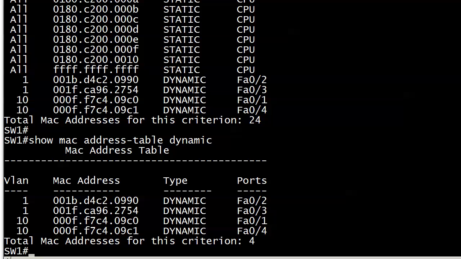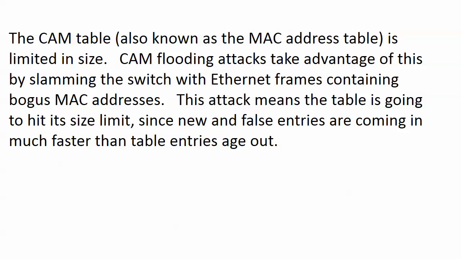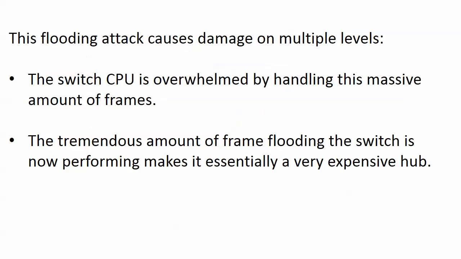It's not that often that you're going to say, in this situation, I need to see the entire MAC address table. And one of the problems with the MAC address table is that it's limited in size. It can only get so big. And it's not something we run into, that limit, when we're just using the switch for legitimate MAC address storage. It's when we have bogus MAC address storage that we get in trouble. And what happens in a CAM flooding attack is the switch is just going to get slammed with Ethernet frames containing bogus MAC addresses. And this attack means the table is going to hit its size limit because the new and false entries are coming in much faster than any dynamic address entries are going to age out.